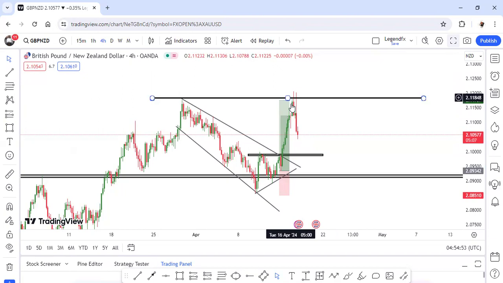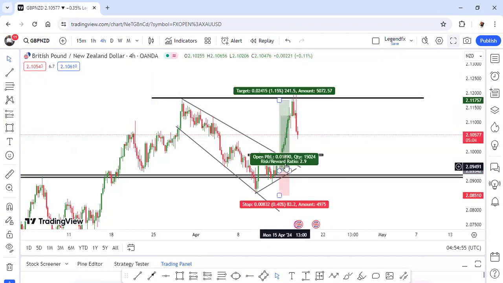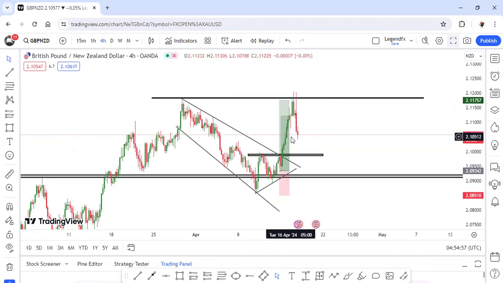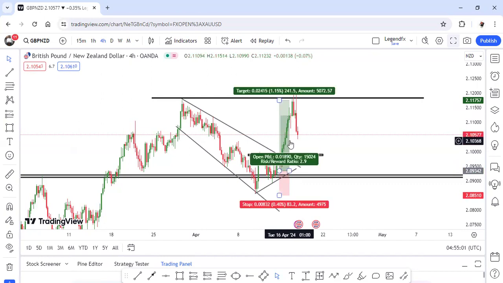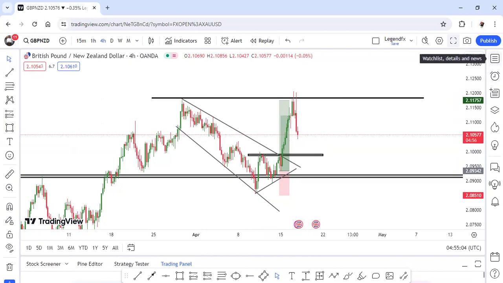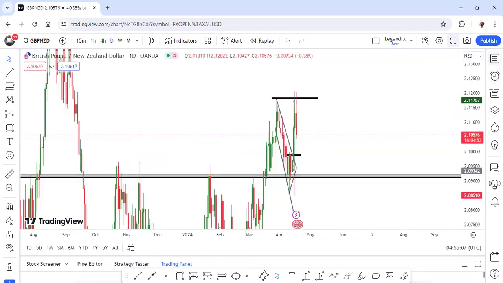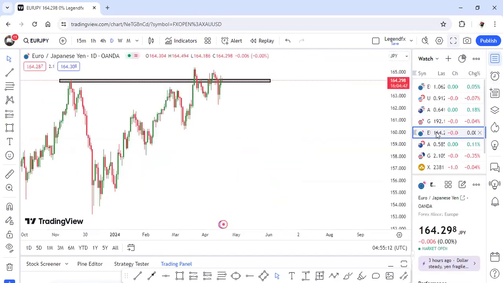And if you are able to know this kind of price action whenever the market is coming to a particular zone like this, you will be able to tell what the market wants to do next. Okay, let me show you in another trade how you can spot this kind of price action which I'm talking about.